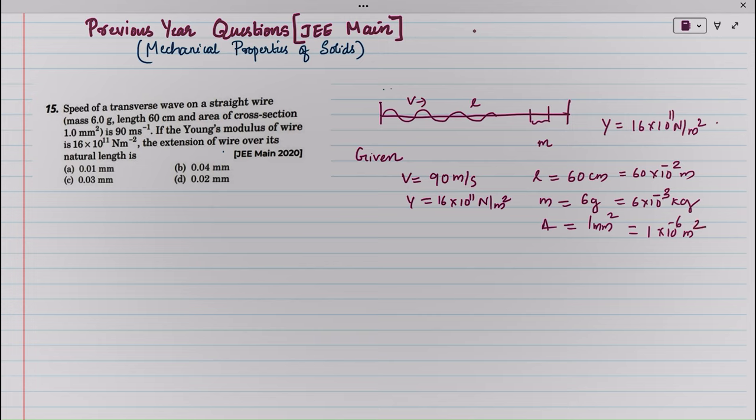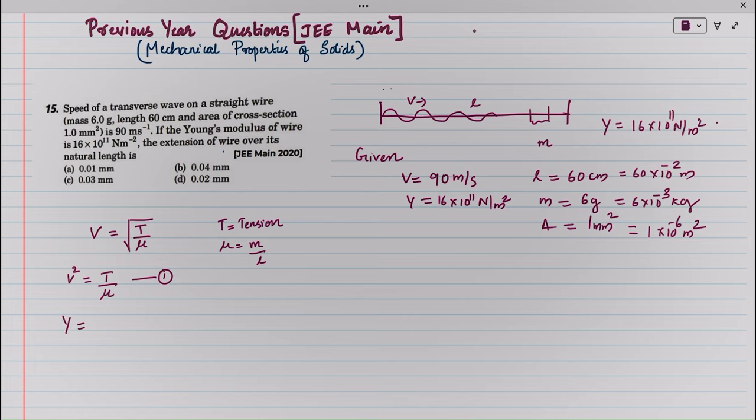Okay, so it is given that the wave is a transverse wave. The velocity of a transverse wave can be given as root of T by mu. What is T? T is the tension in the string, and mu is the mass per unit length. On squaring, we get V square is equal to T by mu. This is equation number 1.